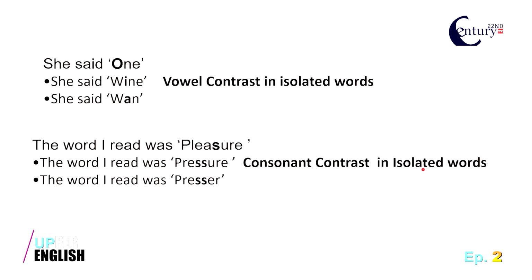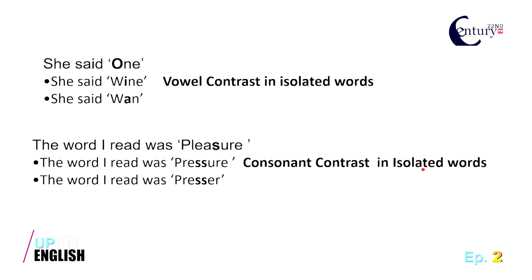O-N-E, when. W-A-N, one. W-I-N, wine. So now you've seen that the words being tested are written in inverted commas to indicate that this is about vowel contrast in isolated words. They will say, she said when. You see? She said one. She said wine. You can see that. And next we have what?